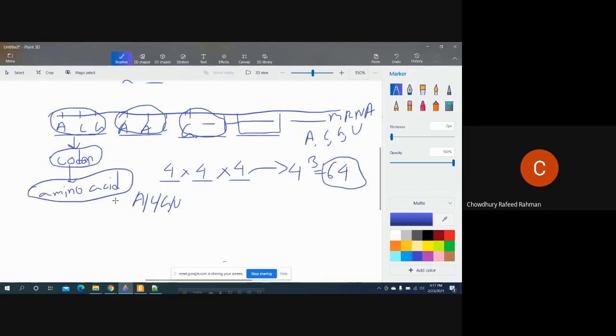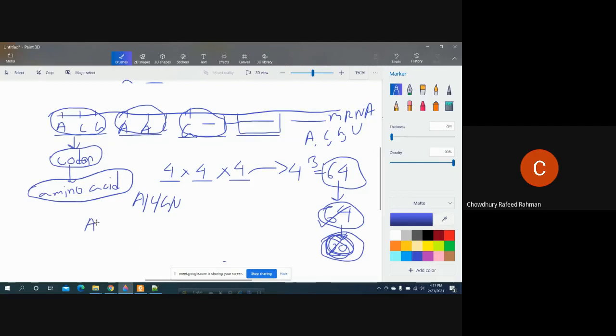So there are 64 types of codons. That means how many types of amino acids are possible? 64 types. But in reality, there are only 20 types of amino acid. But we shall discuss this later on. So let us just assume for now that there are 64 types of amino acid. I shall discuss later how 20 types of amino acids actually come. Okay. That means one codon is responsible for one amino acid.